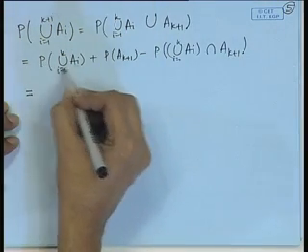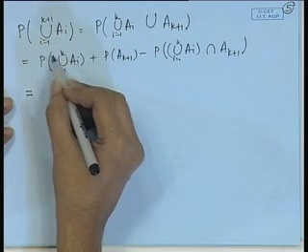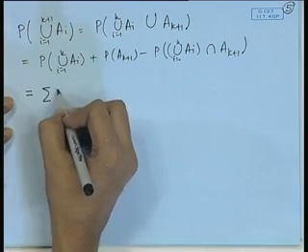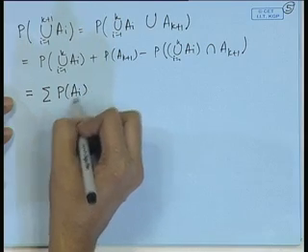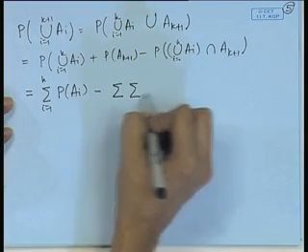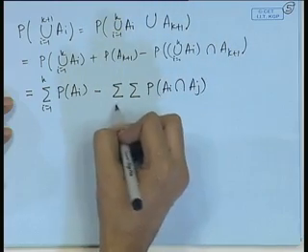Now, the first part of this can be expanded, because we have already assumed that this rule is true for n equal to k. So, this becomes sigma probability of Ai, i equal to 1 to k, minus double summation probability of Ai intersection Aj, i less than j.